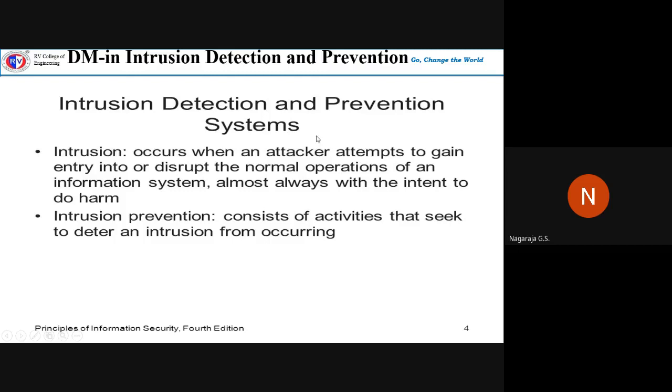So ultimately, we need to detect that, and we have to prevent any abnormal activities which are going to happen during the normal process of your service. Intrusion prevention covers activities that seek to deter an intrusion from occurring. That's what we always say: how we need to prevent it and take care of your system during service execution.